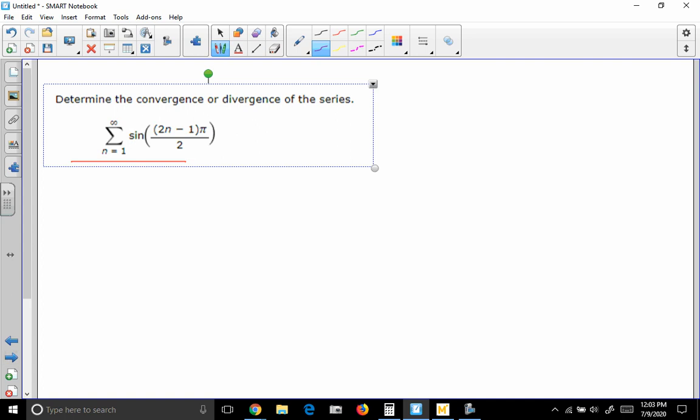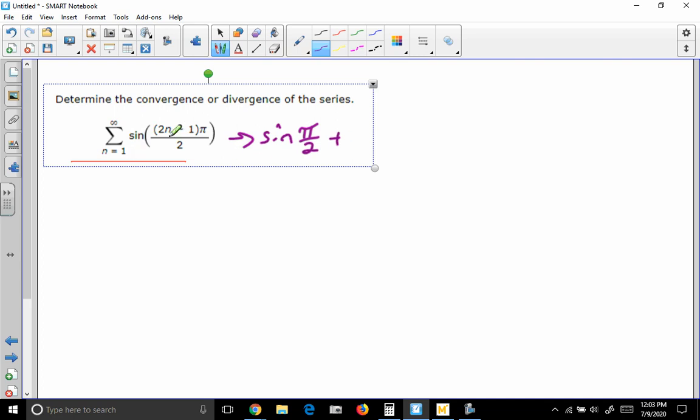If we look at this one, notice this one doesn't have a -1 to the n power. So let's just look at what's happening with this one. If we put in a 1, we're going to have sine of 2 minus 1, which is 1, over 2 times pi, or pi over 2.